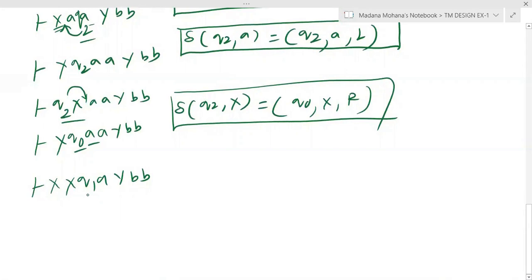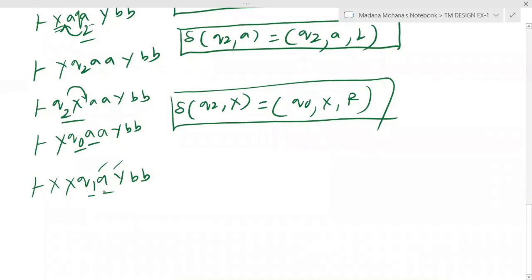Now you can see we are at Q1 state, the input is A. Then what we have to do, our second input A is replaced with X. Then what is our next goal? You have to search for the second B. Before the second B, you may get A's, you may get Y's. All you can skip without changing state till you get the second B. Now at Q1 state A is there, so A is skipped, then moves right, then you will get Y. Y also skipped, moves right until we get the second B.